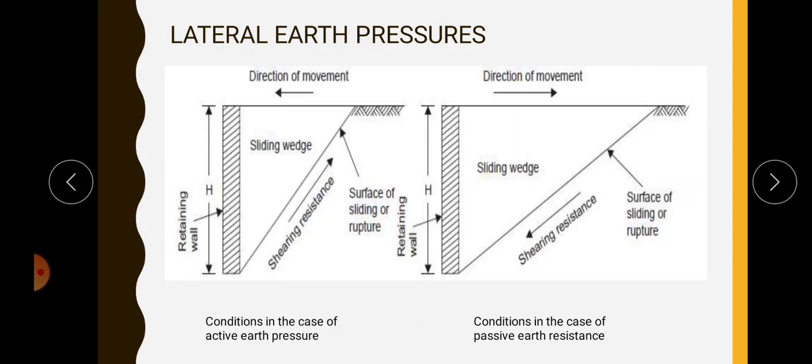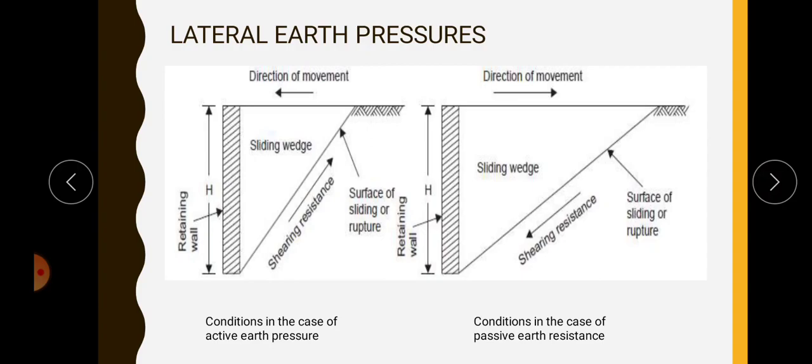At this situation, there may be a movement of the retaining wall. Due to the bulk soil mass or the backfill soil, the retaining wall may move away from the soil mass or towards the soil mass. So, based on the direction of movement of the retaining wall, we can classify the earth pressure into two types. They are active earth pressure and passive earth pressure. And the third type is at rest earth pressure. At rest earth pressure means there will not be any movement of the retaining wall. So, based on the direction of wall movement, the earth pressure is classified into active and passive.